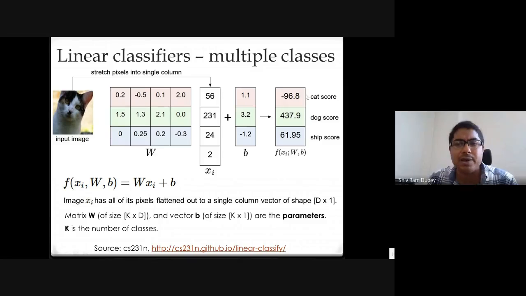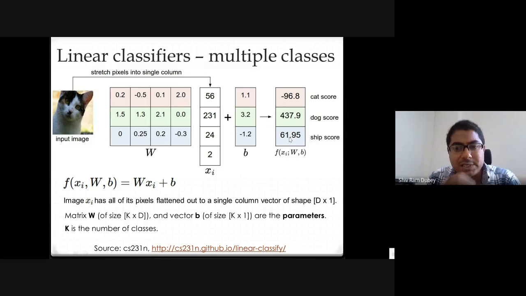So whatever class scores are generated here are generated based on the first row of W and the first value of B. So we can say that the first row of W is a classifier for the category cat. The second row of W is a classifier for the category dog. The third row of W is a classifier for the category sheep.